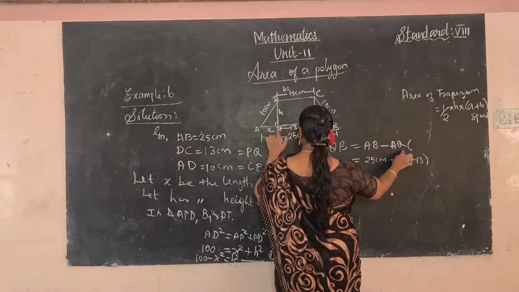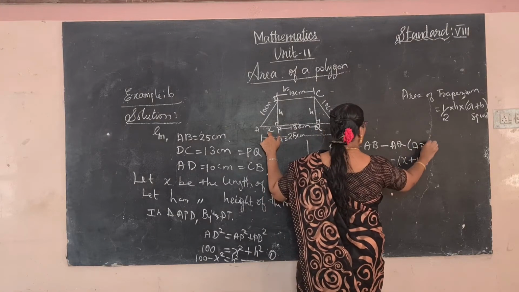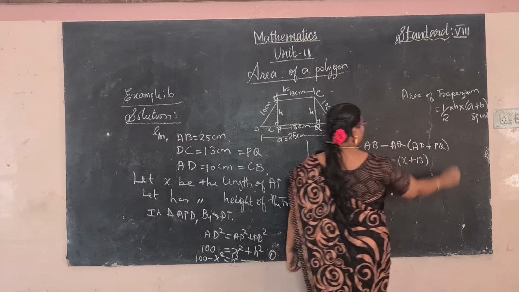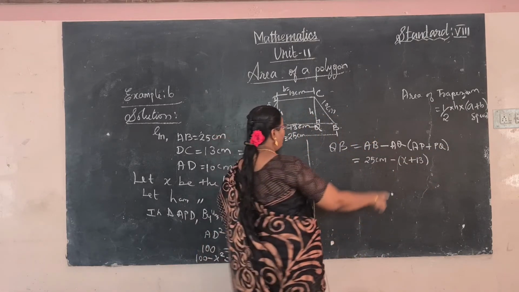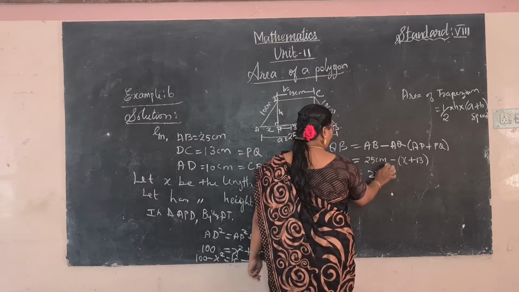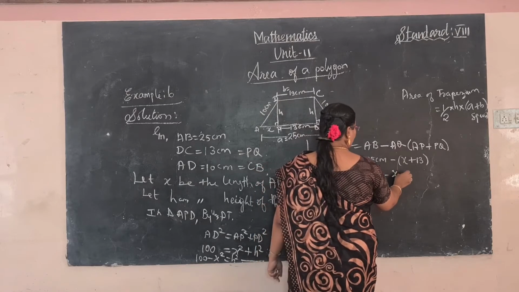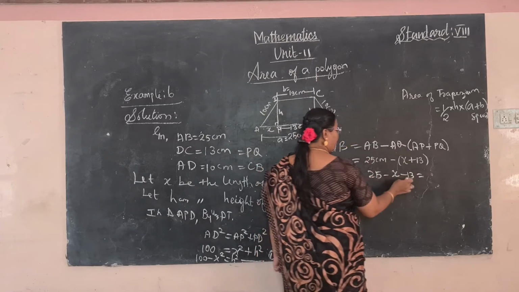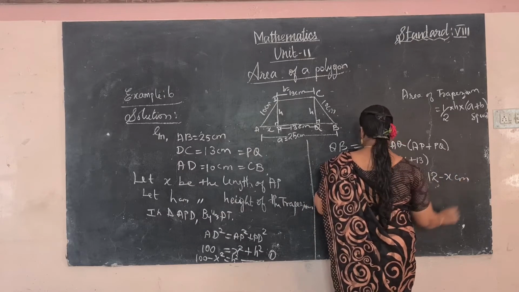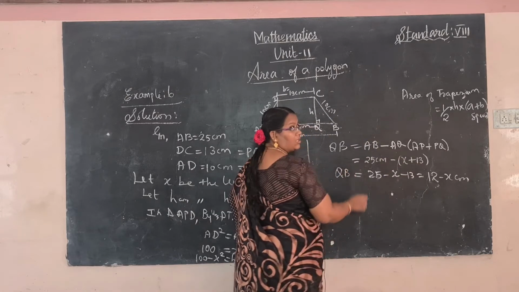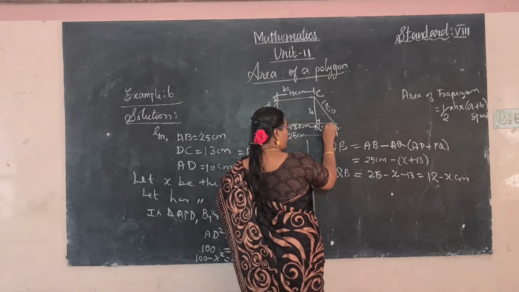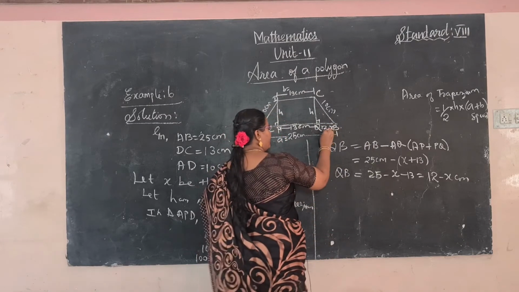What is the value of AQ? The sum of the value AP plus PQ. Okay, so AP value is x plus 13. Now substitute here 25 minus x minus 13. What we get? 25 minus 13 is 12, so 12 minus x centimeter. So what is the value of QB? QB is equal to 12 minus x centimeter.